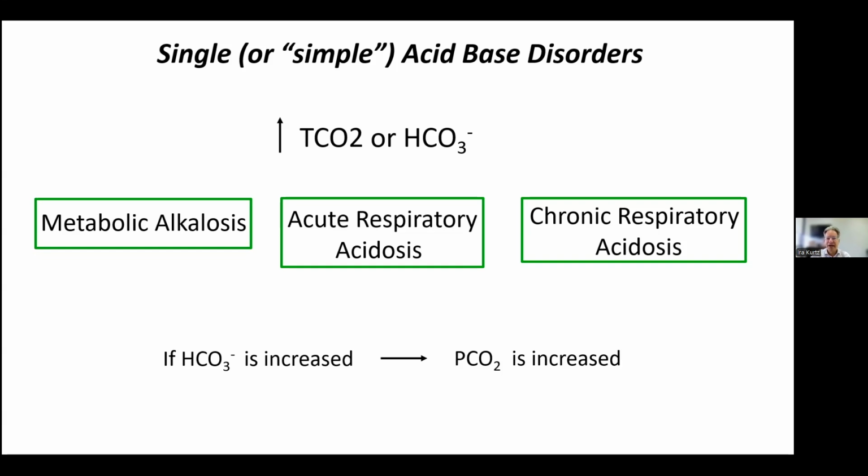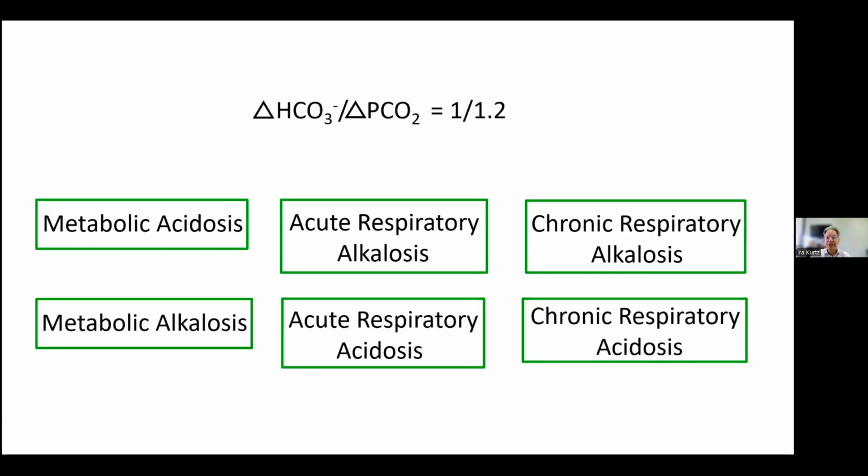And now what we have to do is somehow distinguish which of the 3 it is in each of these 2 categories. And for that, we have to apply the so-called acid-base rules, because each of these 6 acid-base disorders has a different rule. And the mathematics that we're looking at is what we need to do now: calculate the change in the bicarbonate from its original value and compare it to the change in the PCO2 from its original value. That's what the rule refers to.